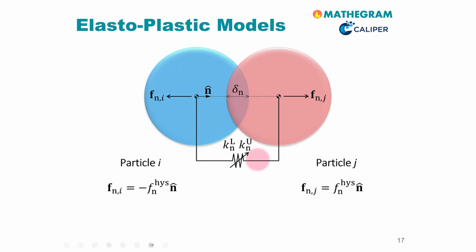to calculate the force. The big difference to the previously discussed force model is that this spring stiffness is not constant and depends on whether we have a loading phase, denoted here with the superscript L, or an unloading phase, denoted here with a superscript U. As before, we are interested in the normal forces on particle i and particle j, and as before, those forces are the same, with the only exception being the sign.